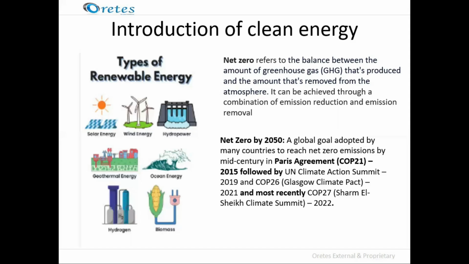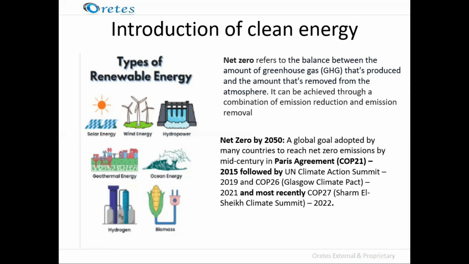It can be achieved through a combination of emission reduction and emission removal. Emission reduction means you are reducing the greenhouse gas emission, and emission removal means you are stopping them by replacing them with clean energy or renewable energy. So that is the target, or the option we call net zero. There was a conference in Paris in 2015, the first conference, which we call COP 21.